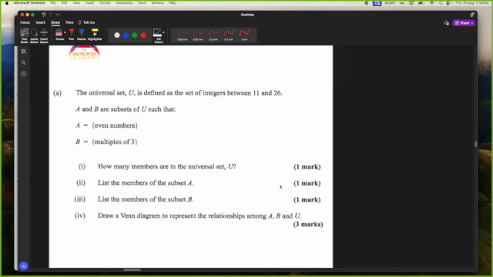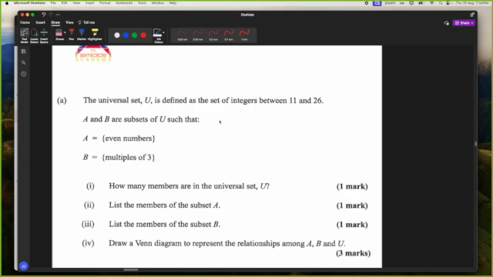Yes? The universal set U is defined as the set of integers between 11 and 26. Right? That is interesting. So U is the set of integers between 11, 12, 13, 14, 15, 16, 17, 18, 19, 20, 21, 22, 23, 24, 25, 26.